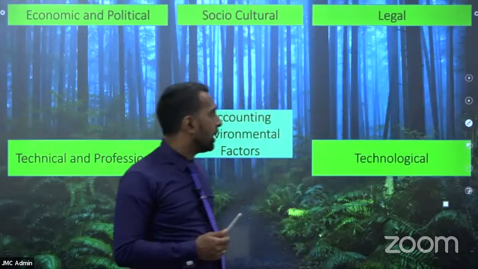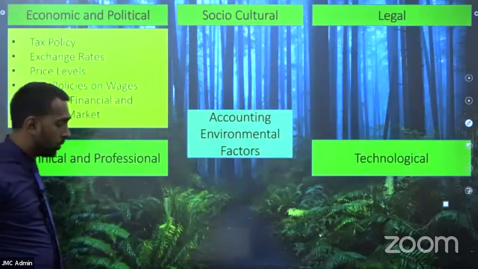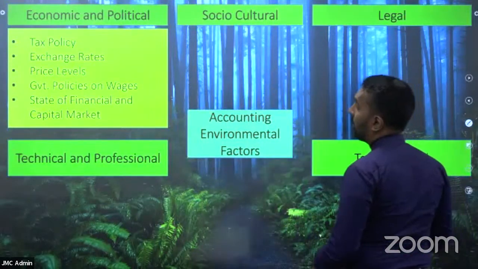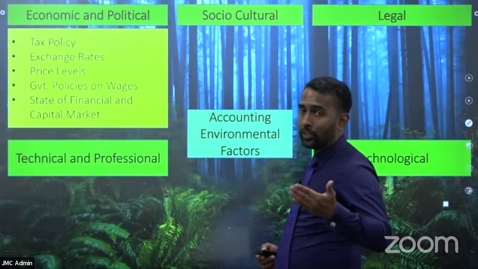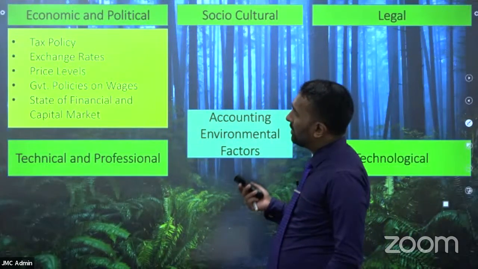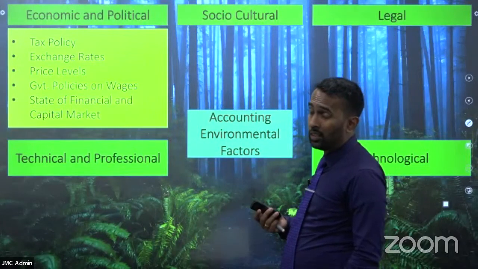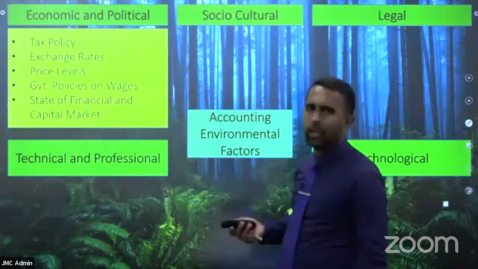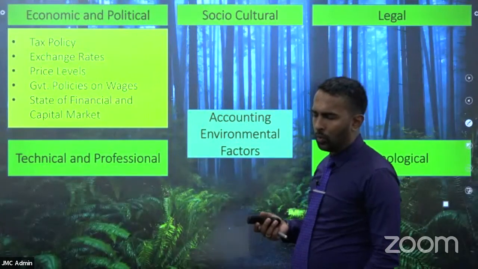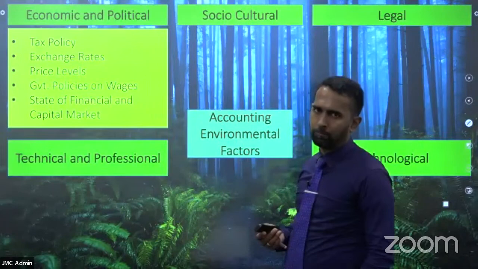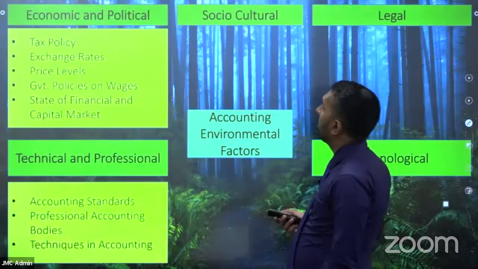So like that, the environment has a lot of impacts. Like I told you, the tax policy of the government: based on the tax policy, the tax expense will depend. The price levels, government policies on wages. Now, the Sri Lankan government has a policy on the minimum wage. That is something you have to pay, right? We have a law on the minimum wage. Per person, it's something like 16,000 rupees. That minimum wage you have to pay, right?